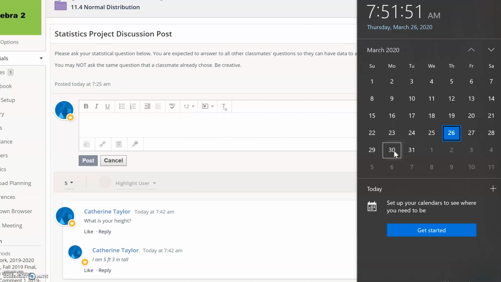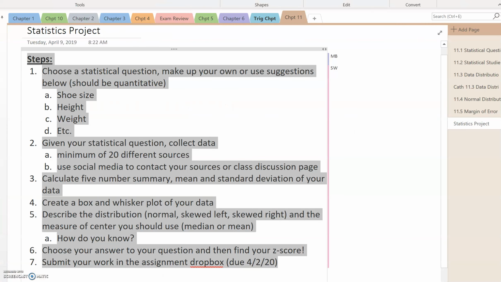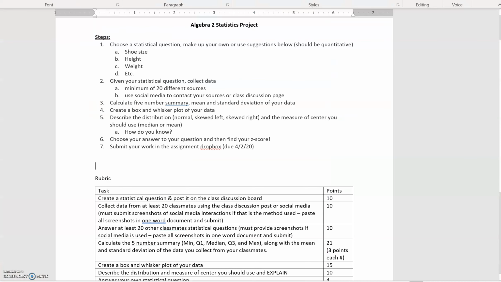So let's please all not wait until the last minute. You need to have your question posted by Monday, March 30th. And you also ideally need to have all of your data collected by Monday, March 30th. That will depend on how well you all are able to communicate with each other. Procrastinating on this assignment is not a good idea.